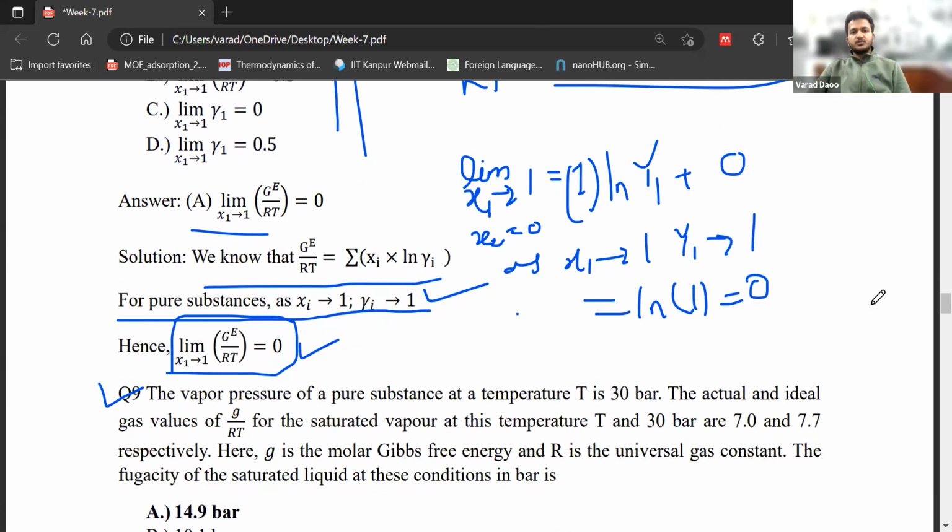So I'll wait for a couple of minutes for you to solve. If anybody has any doubt, they can ask. Otherwise, those who do not have any doubt can go to question number 9.